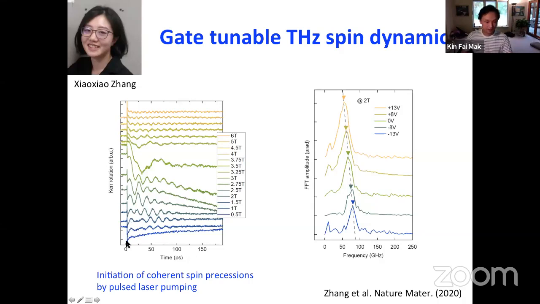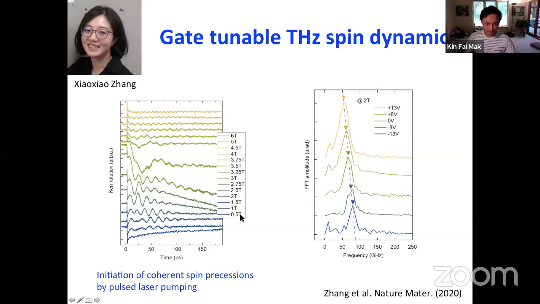You can see that after the pump pulse impacts the system, you can create some coherent oscillation in the magnetic signal, or in the magnetization of the system. That is very systematically dependent on the magnetic field. We know that it's a spin wave because of this magnetic field dependence in the system.